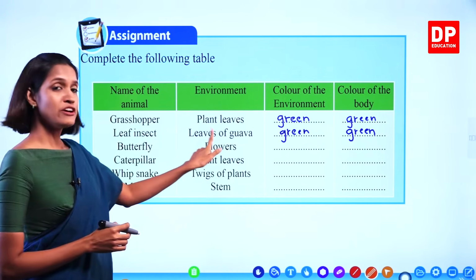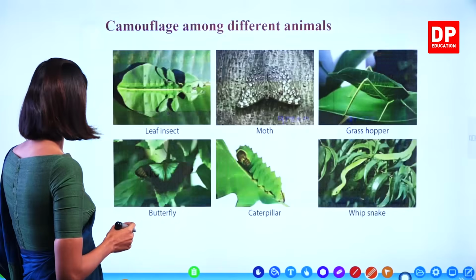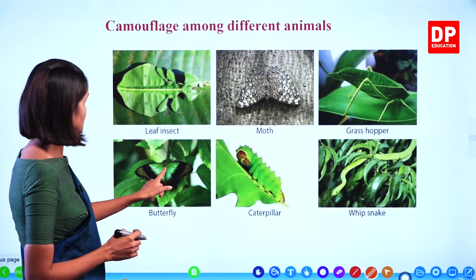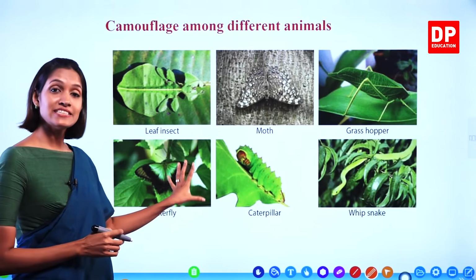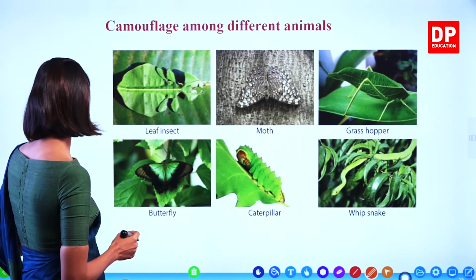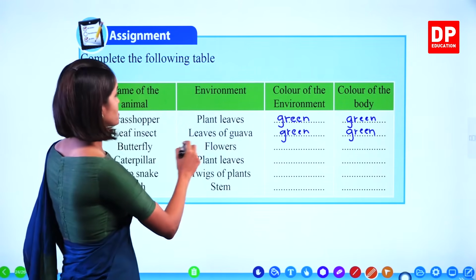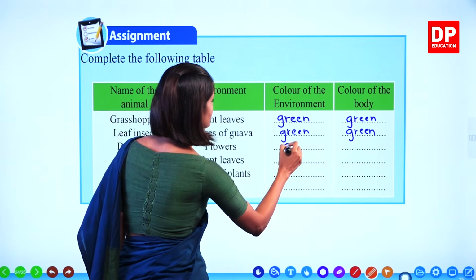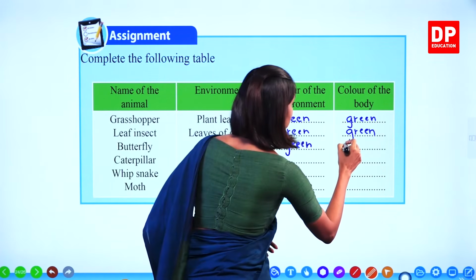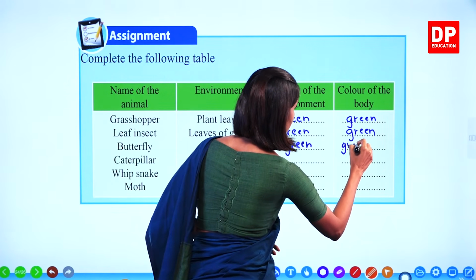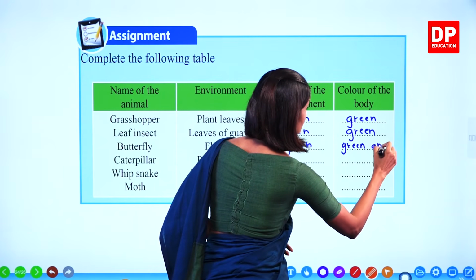And butterfly, flowers. Now this butterfly, you can see it has a green and black color, and environment is also green, okay? Right, butterfly. So color of the environment is green. Color of the body of the animal is, we'll write green and black.